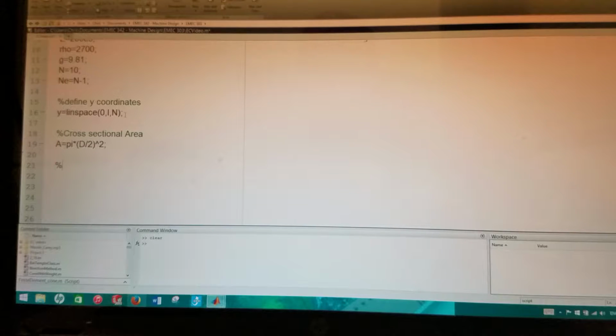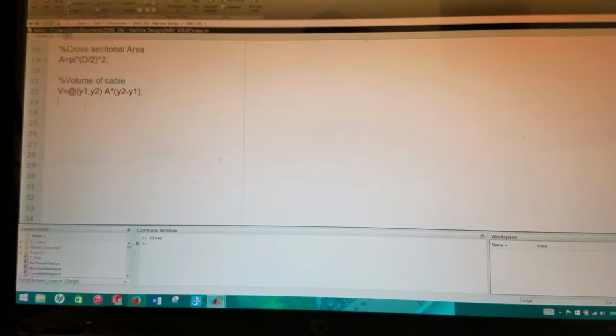From here we can also determine the volume of cable. This is going to vary depending on the node being examined, so it's going to be dependent on two y points, y1 and y2. The volume is the cross-sectional area multiplied by the difference between those two y points, which is the length of the cable being inspected at that moment. Then we can also define the stiffness of the elements, because this is constant throughout. So for all i from 1 to ne, the spring stiffness equals cross-sectional area times the elastic modulus divided by the length. Then we're going to end that loop.